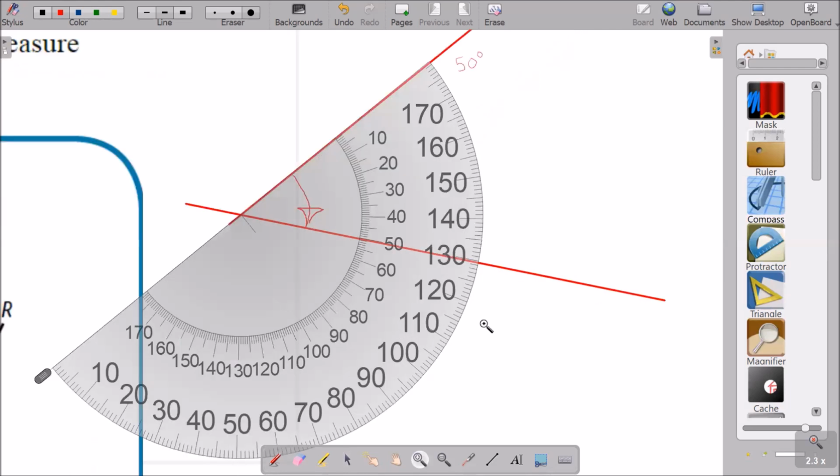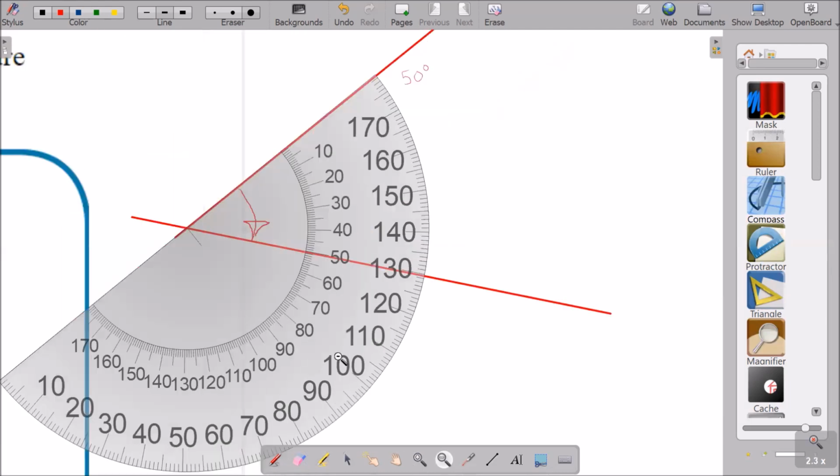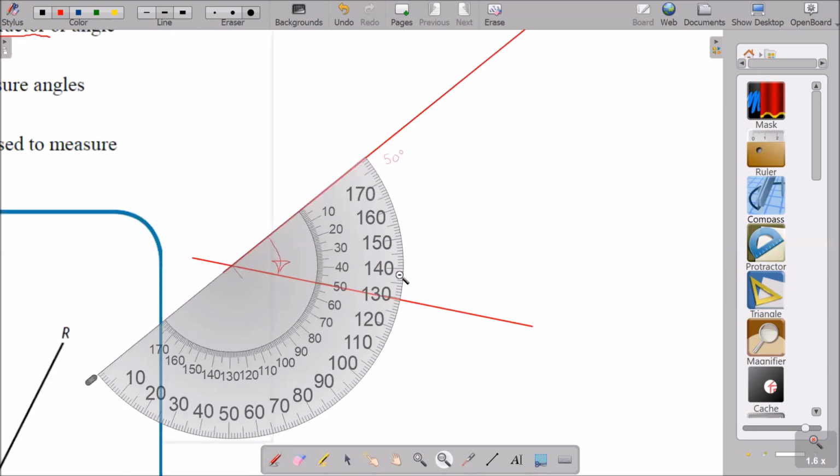Let me enlarge so we can see clearly. So now our angle is directly on 50. 40 there, 45, 50. So we can measure this angle. All right, it is still 50 degrees. So that is how we use our protractor from the mathematical set.